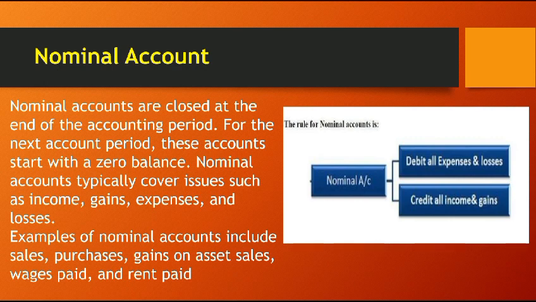And next we are going to study the nominal account. The nominal accounts are those accounts which are closed at the end of the accounting period, and for the next accounting period, these accounts start with zero balance. Nominal accounts typically cover items such as incomes, gains, expenses, or losses. Examples of nominal account include sales, purchases, gains on asset sale, wages paid, and rent paid. The rule that we follow under the nominal account is debit all the expenses and losses and credit all incomes and gains.